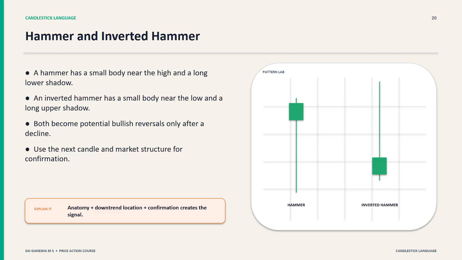So don't trade only because the candle looks like a hammer. We need three things: the correct candle shape, the correct location after a decline, and confirmation that buyers are actually taking control.